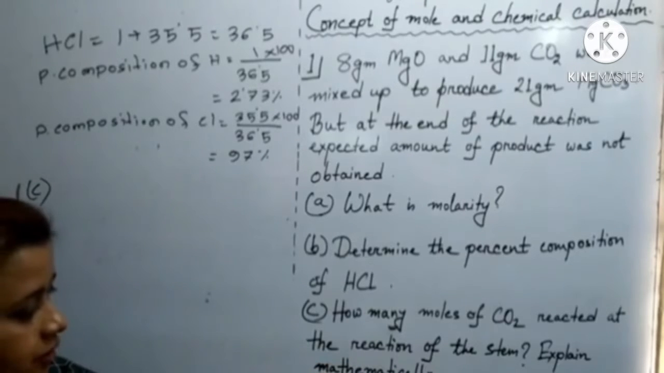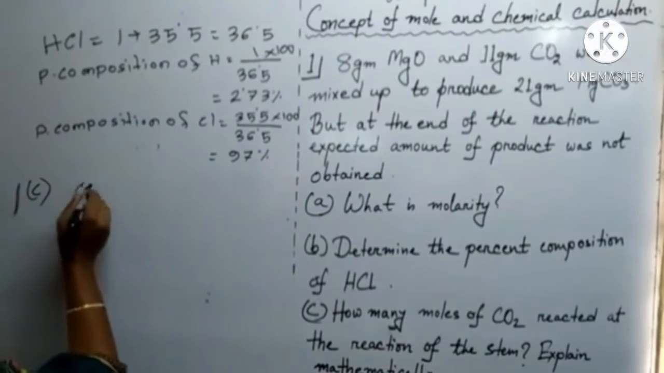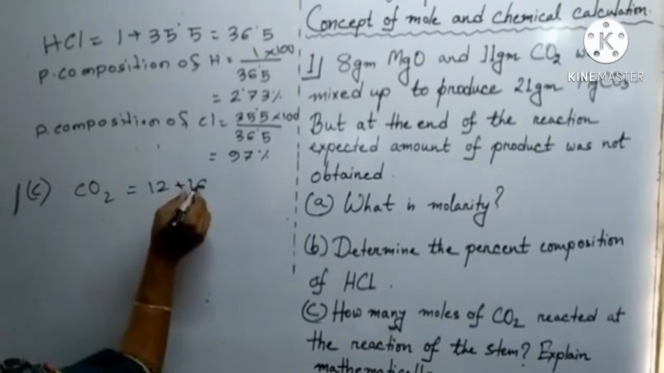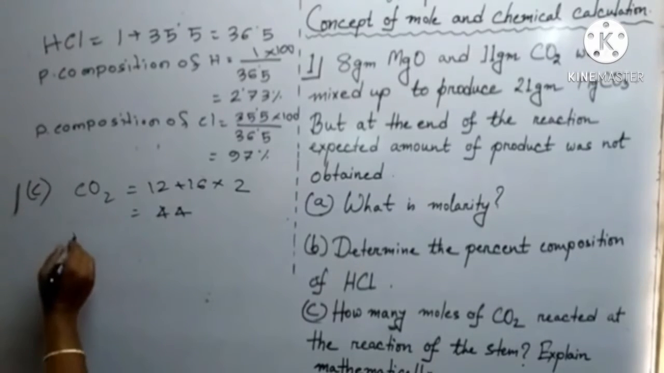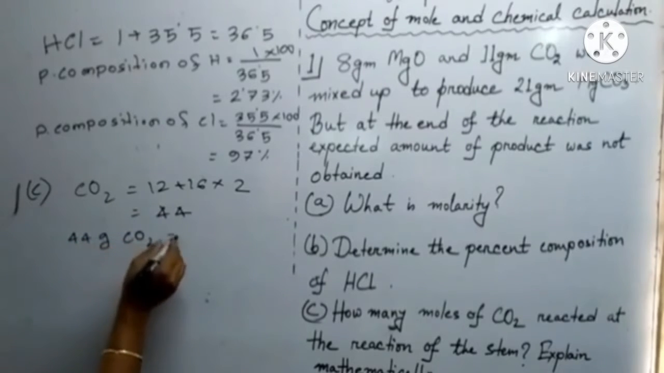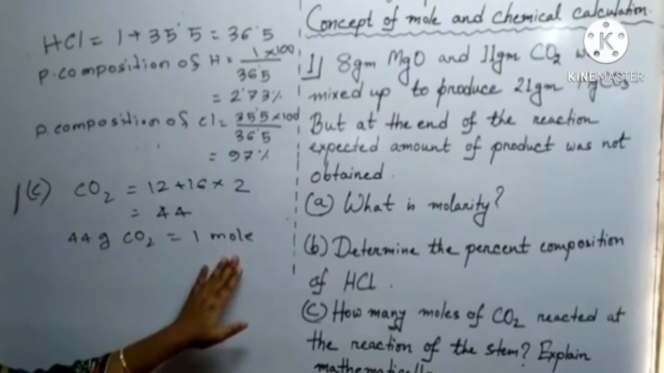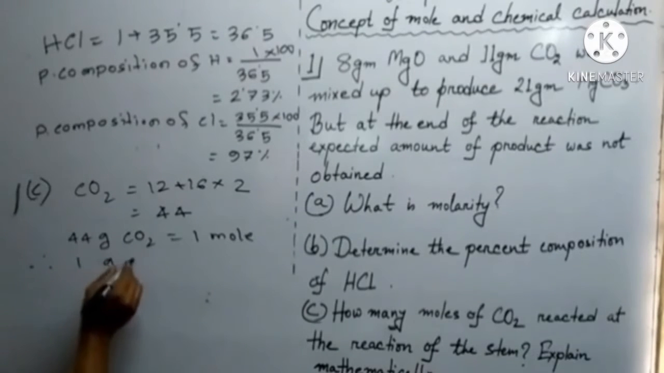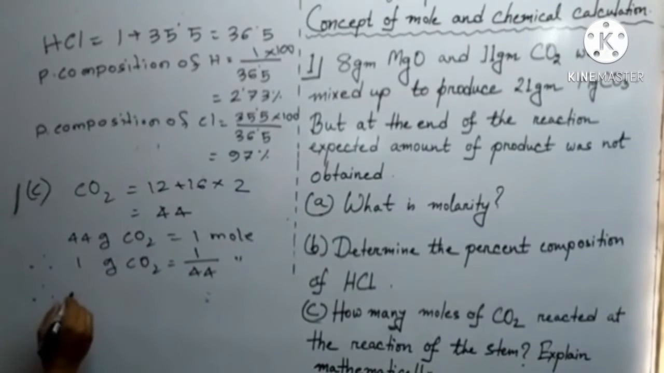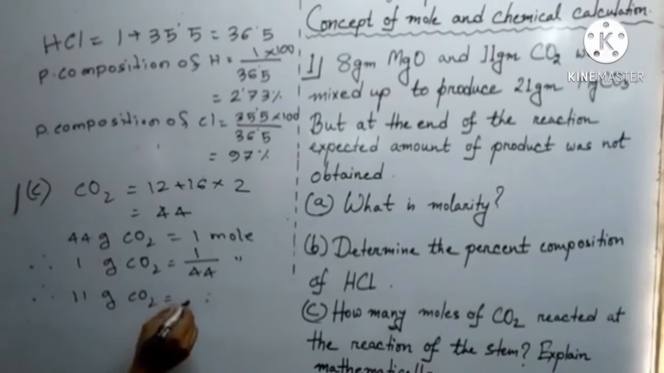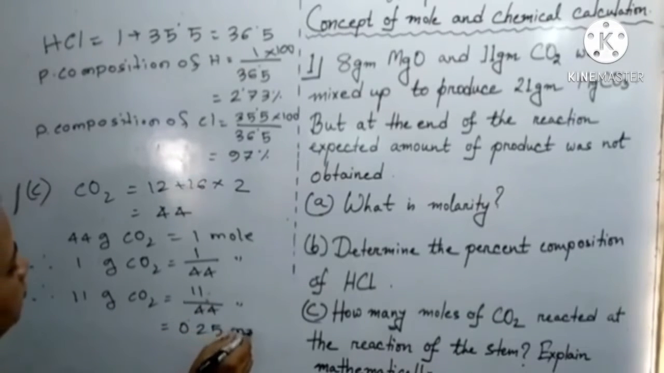So, to solve this math, at first you have to determine the molecular mass of carbon dioxide. The molecular mass of carbon dioxide is equal to 44. So, can I say that 44 gram carbon dioxide is equal to 1 mole? 44 gram carbon dioxide is equal to 1 mole. Therefore, 1 gram carbon dioxide is equal to 1 by 44 mole. Therefore, 11 gram carbon dioxide is equal to 11 by 44 mole, which is equal to 0.25 mole.